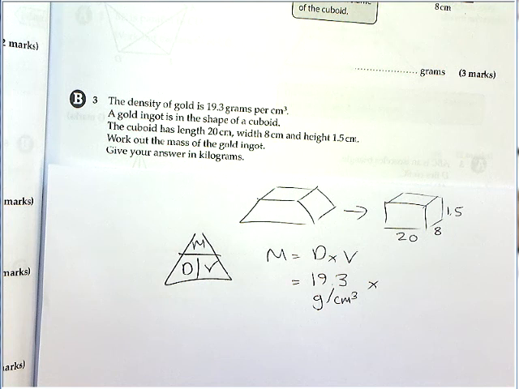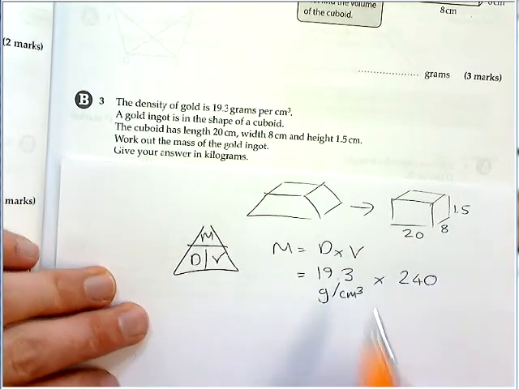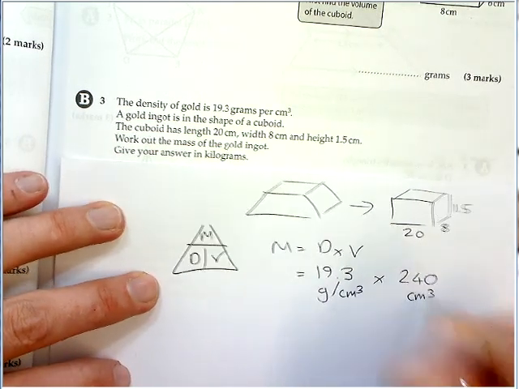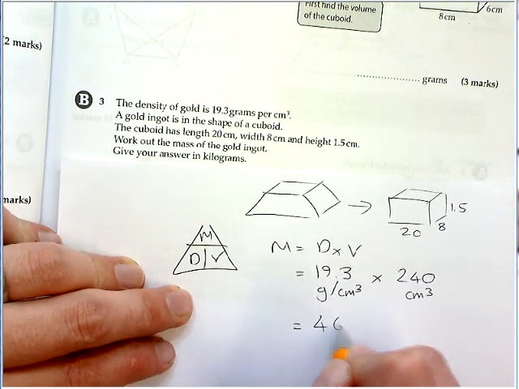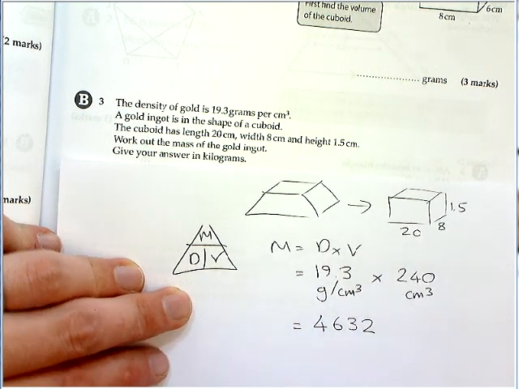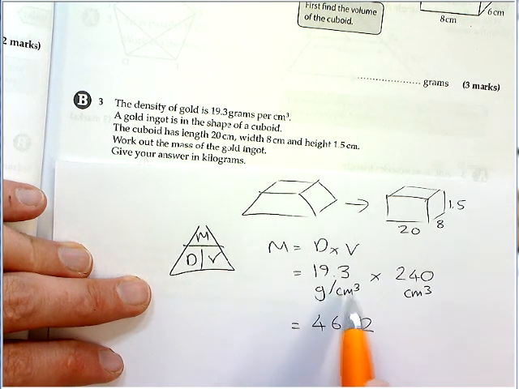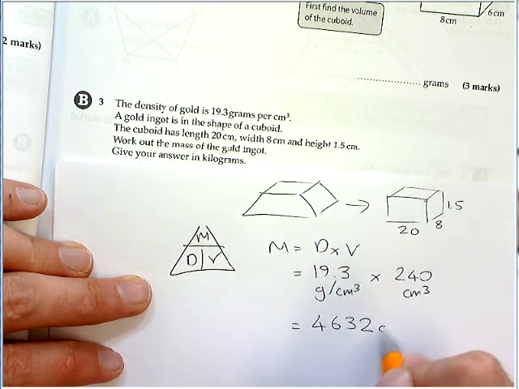Don't think I did that right at all. In fact, I didn't. So that's 240. So let's times these together. I'm just going to put on there that would be centimeters cubed. So times 19.3, and I get an answer of 4632. Now, if you look at these units, this is grams per centimeter cube, and this is also centimeter cube. So when I do this, I'm going to get my answer in grams.